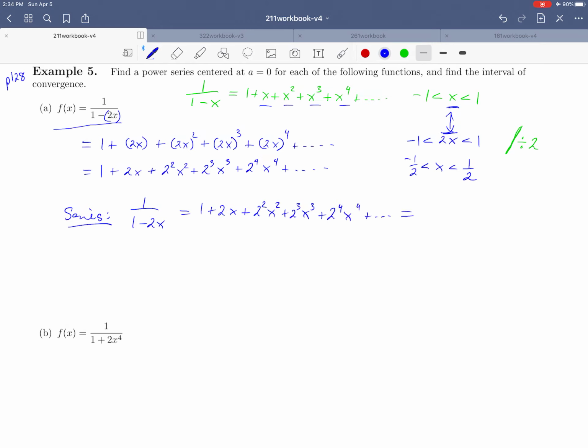And written like this, we could also write down the sigma notation. But again, that's not expected. You don't have to do that. But we can see it's 2 to the n x to the n. So we get the sum, n goes from 0 to infinity, of 2 to the n, x to the n, and the interval of convergence is from -1/2 to 1/2, not including the endpoints.